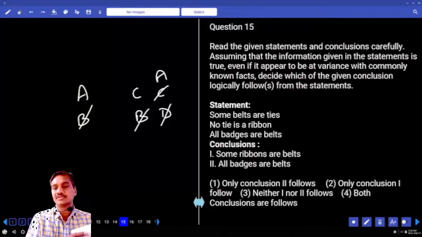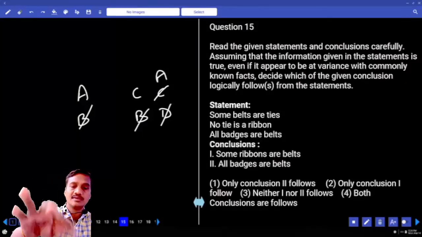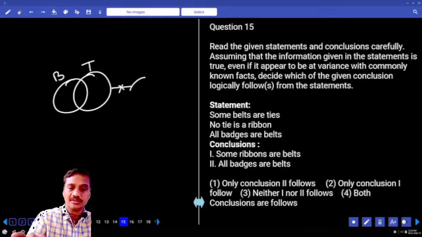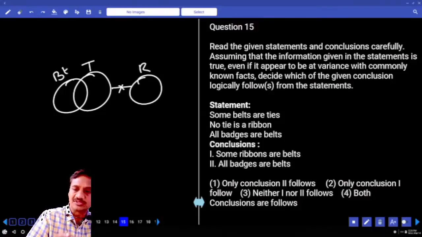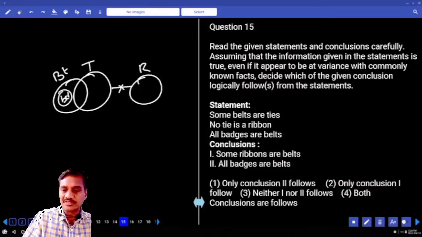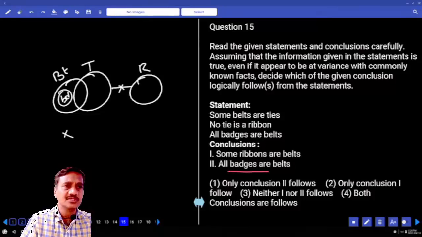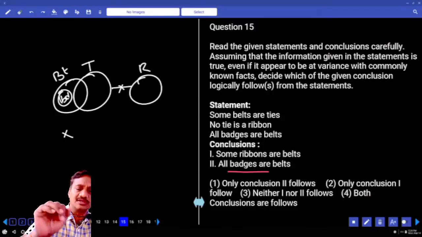Then the 15th one, some of the belt or what? Some belt or ties can be written like this. Now these are the belts that are ties, and no tie is a ribbon. No intersection between tie and a ribbon. And all these badges are belt. Now this is a belt, and all badges are belt. Then some ribbons are belt. Ribbon is here, belt is here, no intersection between these two. All badges are belt. Now all badges are belt, isn't it?